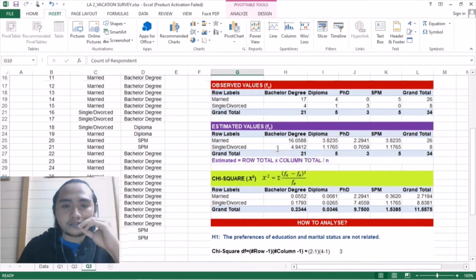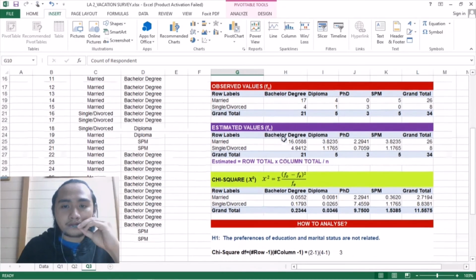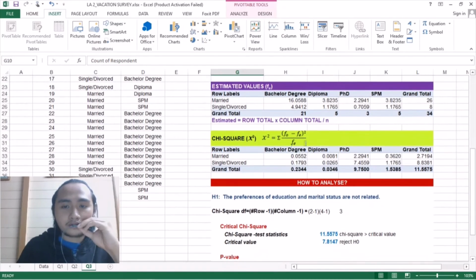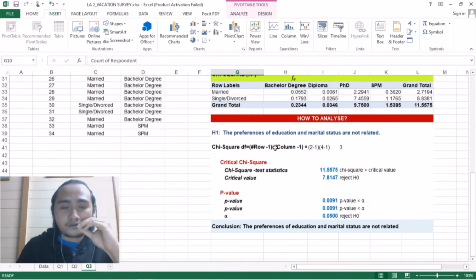So you get all the answers for the married and single/divorced. For this one, just use the formula. For the married, choose the married one, and for the single/divorced, use the single/divorced one. And you get all the answers for the married and single/divorced. So for the chi-square degrees of freedom, use the formula and you get the answer 3.